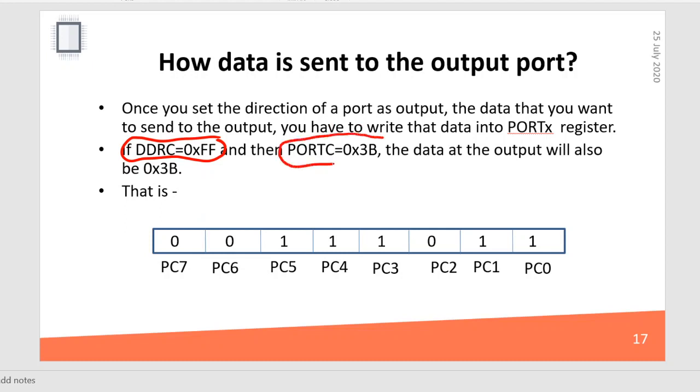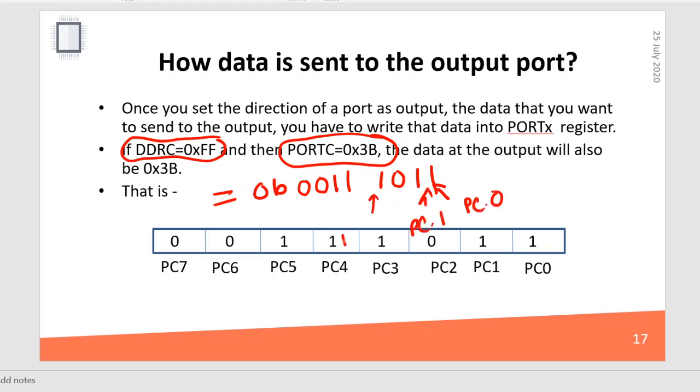I'm sending PORTC is equal to 0x3B. So what is 3? We all know 3 means 0011 and B means 1011. So this is the binary form of 0x3B. So I am sending 1 to PC0, then PC1, then PC3, then this is PC4 and this is PC5.